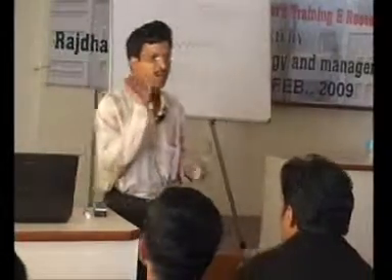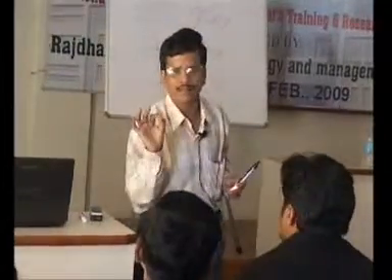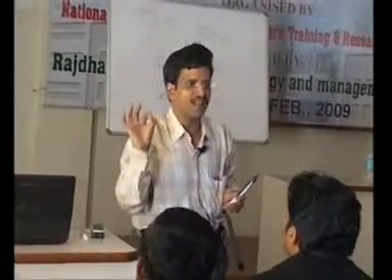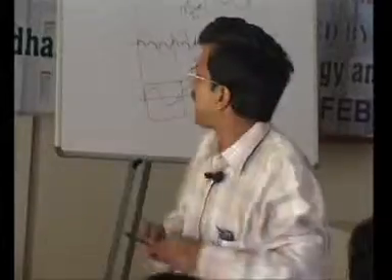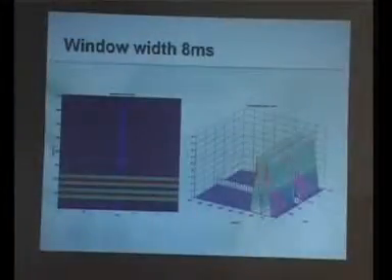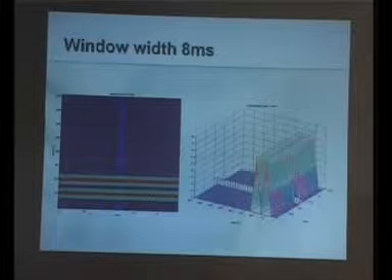In MATLAB there is a simple command, specgram, to calculate the short time Fourier transform. So now I am calculating the short time Fourier transform of the signal, taking a window of 8 milliseconds. Do you know why I have taken 8 milliseconds?